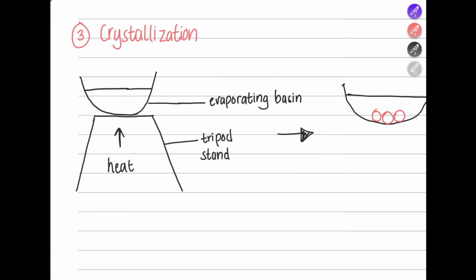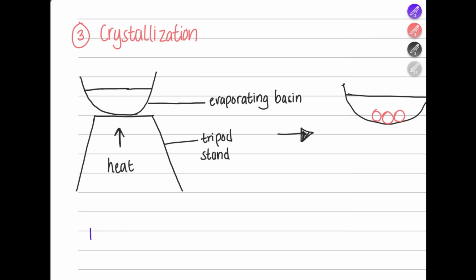The first step is, so you have your solution, right? You put your solution in this evaporating basin and put it on a tripod stand, and then put a Bunsen burner underneath it. So you are supposed to heat your solution. Then when you're heating it, first of all, some water or some solvent will evaporate, making it more concentrated. After some time, you have to keep heating it until it reaches the point of crystallization.